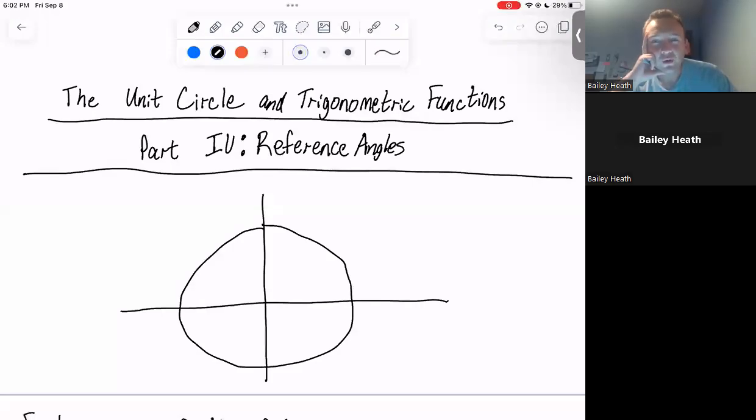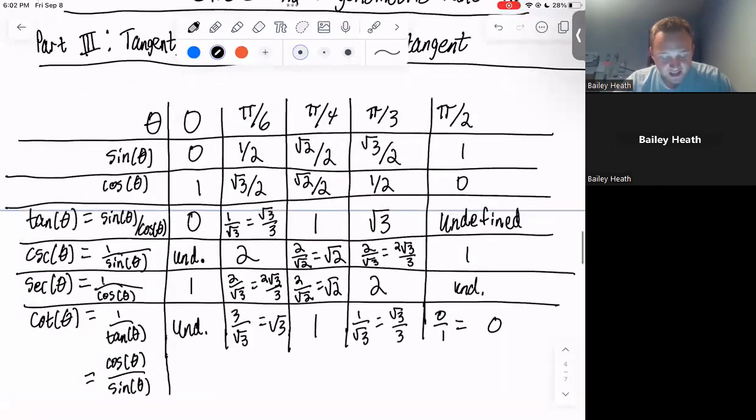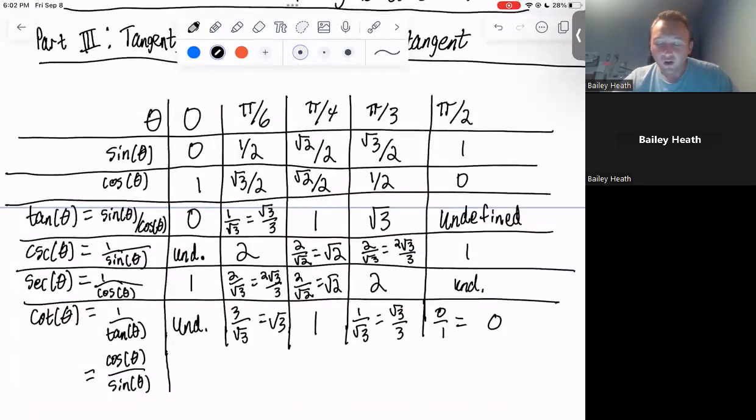Welcome to part 4 of this video series on the unit circle and trig functions. In the last video, we completed this table with all 6 trig functions in the first quadrant at these key angles, pi over 6, pi over 4, pi over 3, as well as 0 and pi over 2.